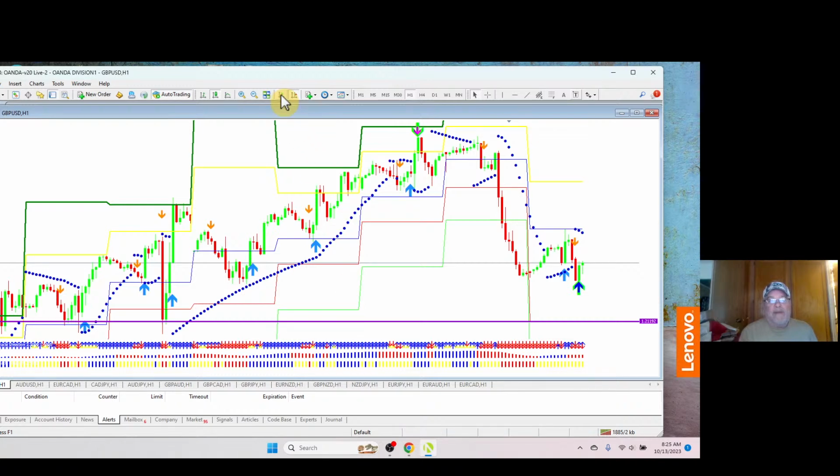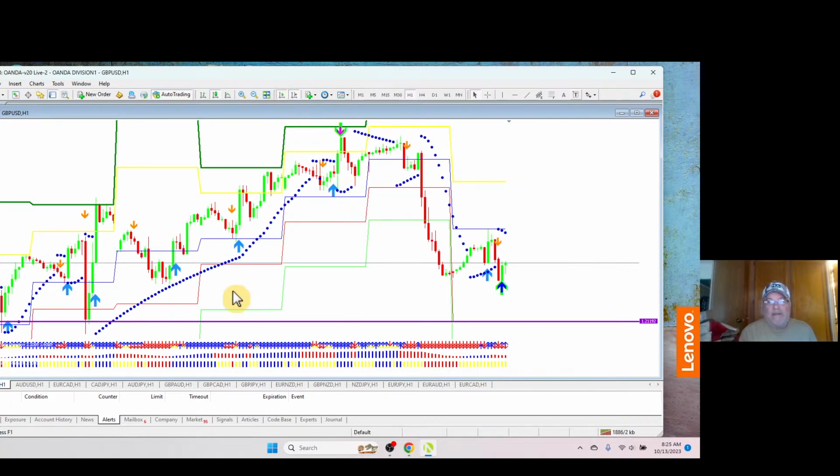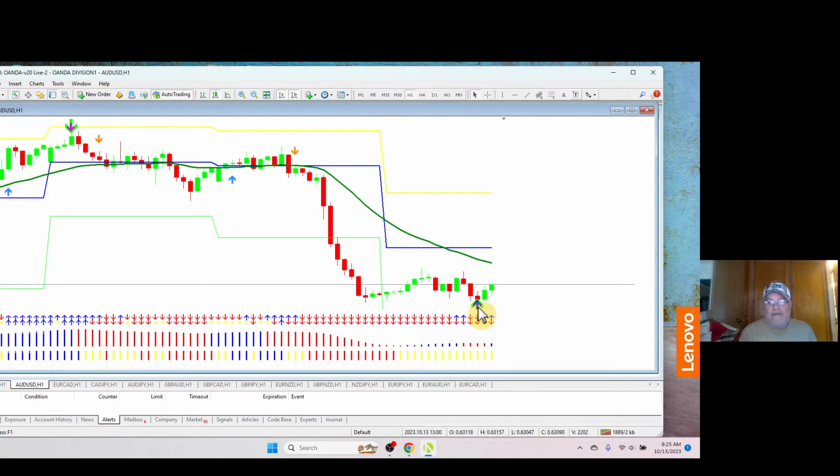So that's the pound dollar. Let's put that back in. And the Aussie dollar is trying to push up. But that signals that could be just a retracement too, because there's the flush, so it could push up. Aussie's got about a 70 pip range too, right in there.